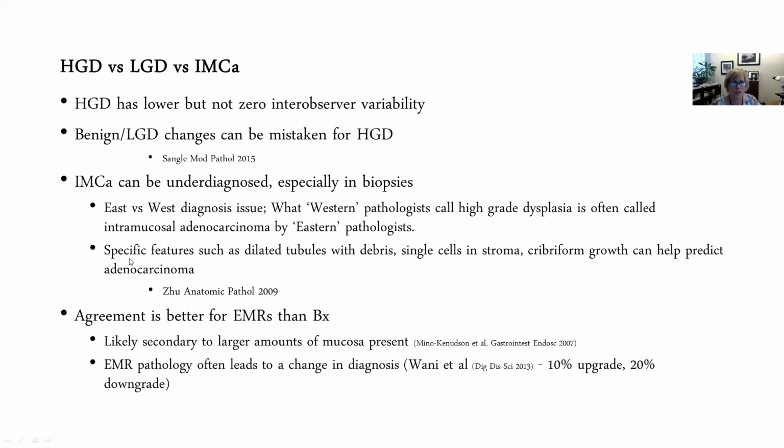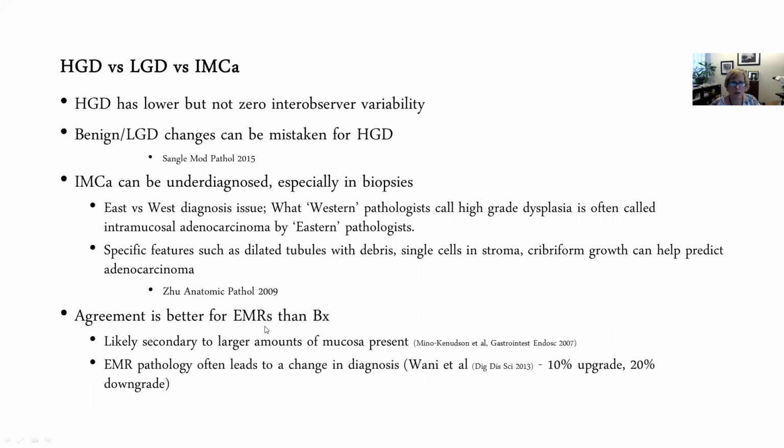When we're trying to decide, is it just high grade or is it intramucosal adenocarcinoma, we do try to look for some specific features such as dilated tubules with debris, single cells in the stroma, and cribriform growth. We don't often see desmoplasia in these very superficial cancers, so that doesn't help. So there are things that can guide us, but it is still an area where there's a lot of crossover back and forth between high-grade dysplasia and intramucosal adenocarcinomas.